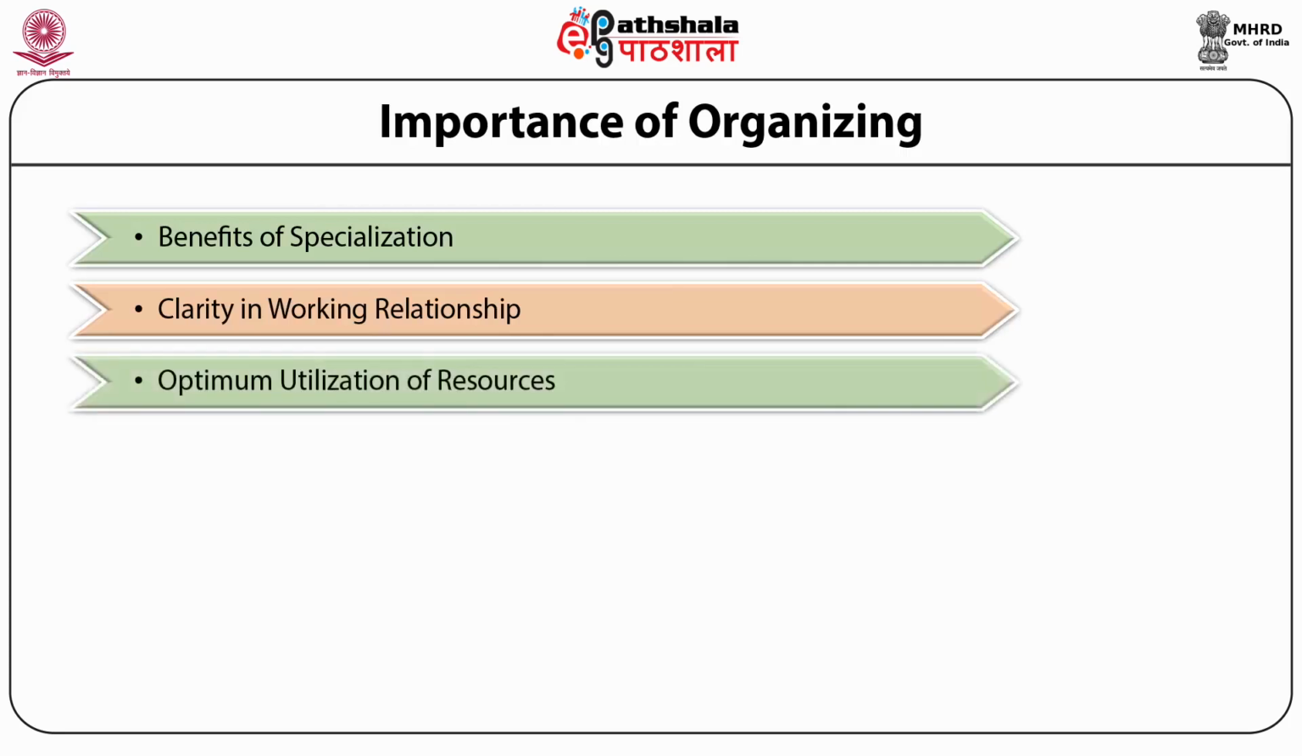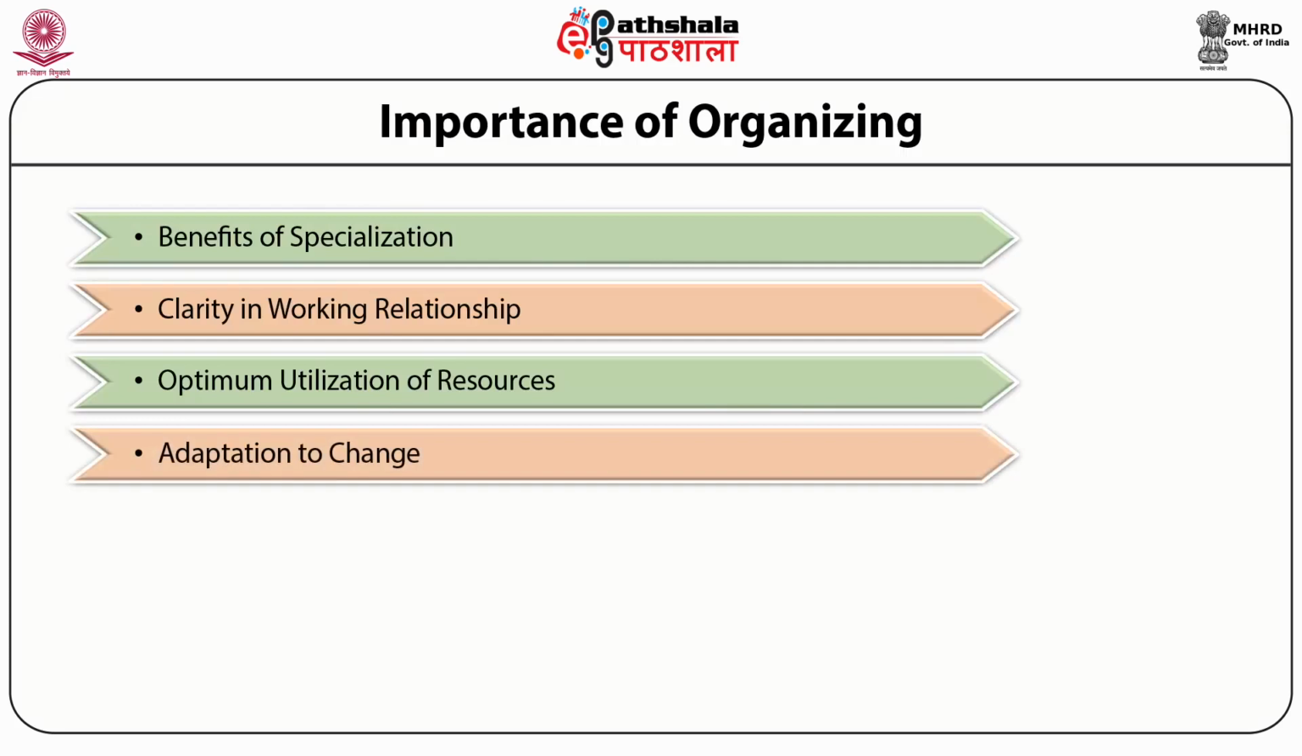Optimum utilization of resources. Organizing leads to optimum utilization of resources. Each job position is clearly defined along with its authority and responsibility. It avoids confusion and duplication of any job. Consequently, there is optimum utilization of all available resources, for example, machine, material, financial, human resources, etc. in the organization.